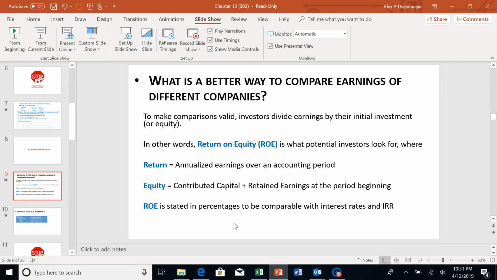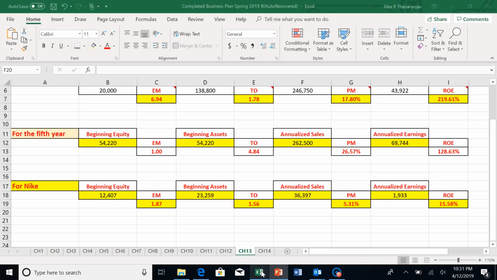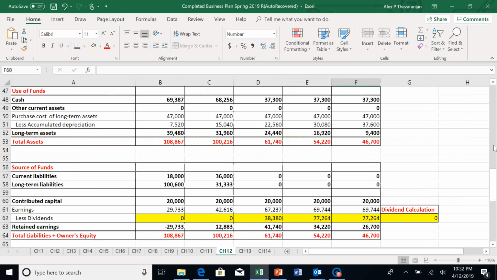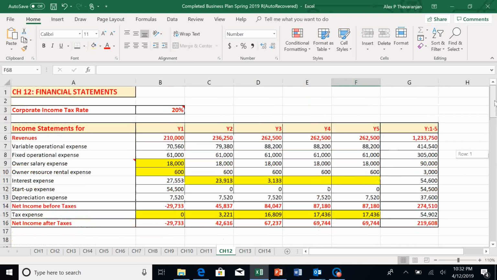Now ROE is stated in percentages to be comparable with interest rates and internal rate of return. And also note that when we talk about return, what do owners get in return? It's the earnings, but you annualize it. In our case, of course, the 5th year is already a year. But suppose we did this for the whole 5 years, right? We wanted to find the ROE for the whole 5 years. Then you would see the earnings over the whole 5 years is 219,608, right? But then if we are going to do the ROE calculation for the 5 years, we would divide this by 5 to annualize it.